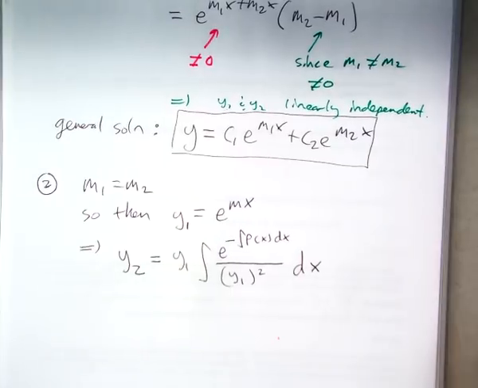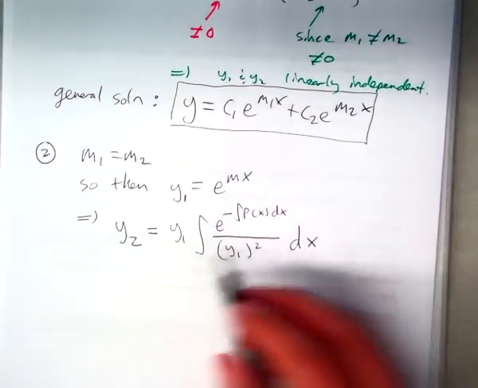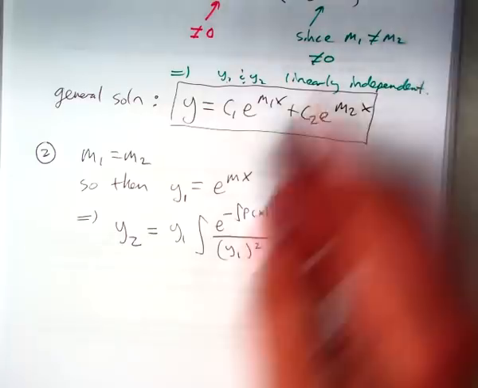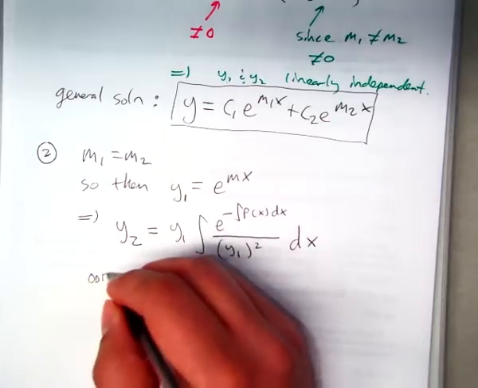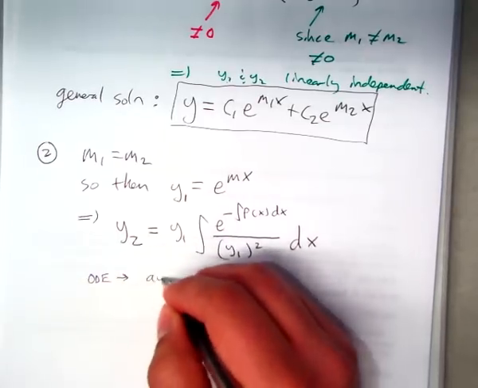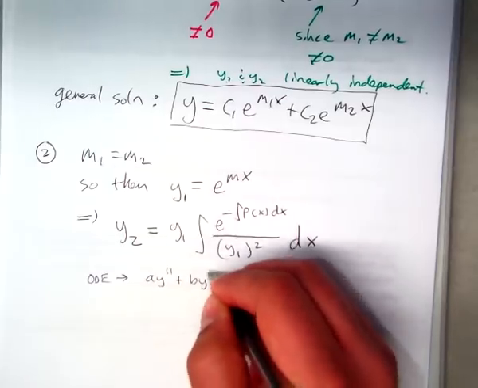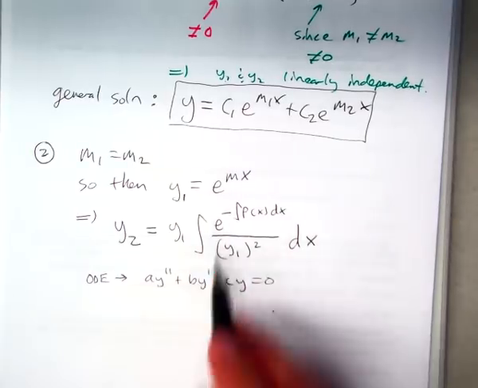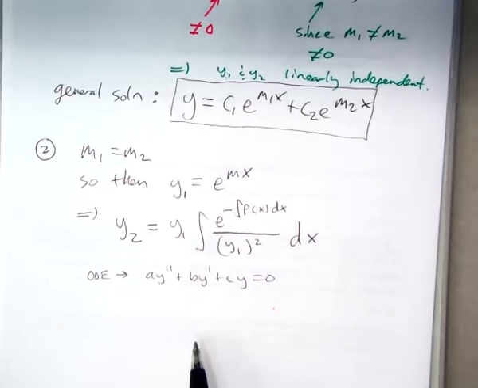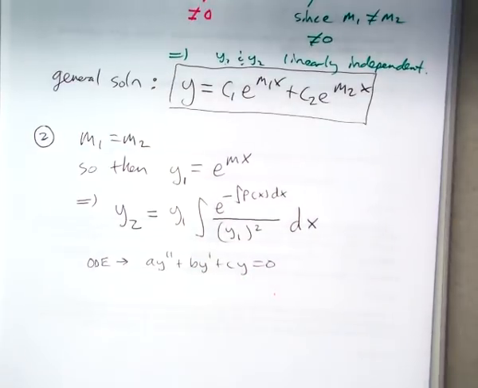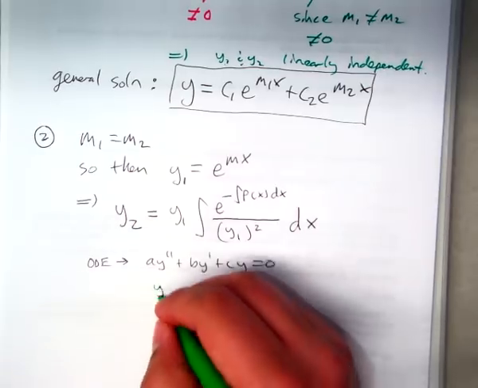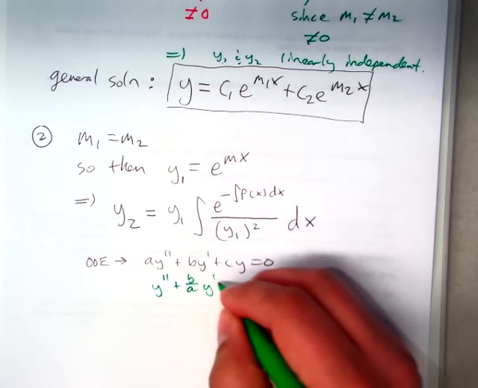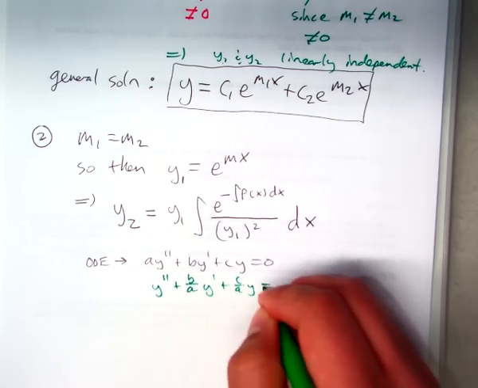Okay, but before we can plug everything in, where is our original equation? It was ay double prime plus by prime plus cy equals 0, right? What do I have to do to this before I can plug everything in? Divide by a. So we write it as y double prime plus b over a, y prime plus c over a, y equal to 0.